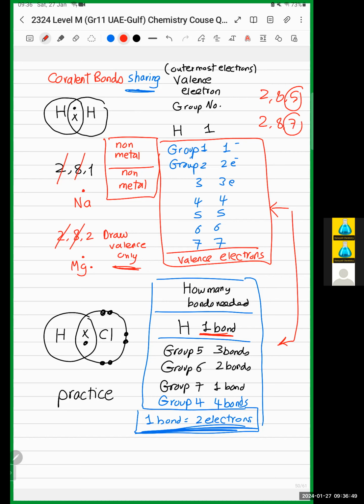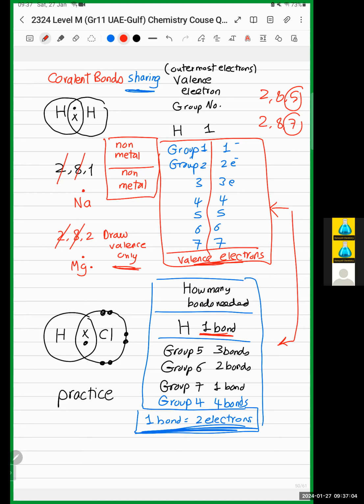How do you know the number of valence electrons, or the electrons in the outermost shell? It's from the group number. If you have group number 7, you have 7 electrons, group 6, 6 electrons, group 5, 5 electrons, and so on. This is a very important table, and also how many bonds are needed.